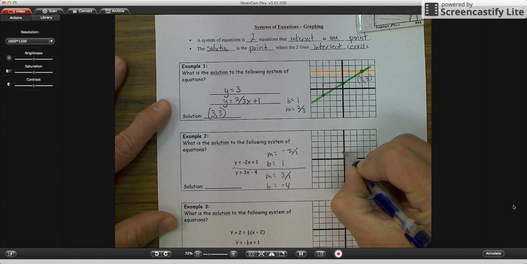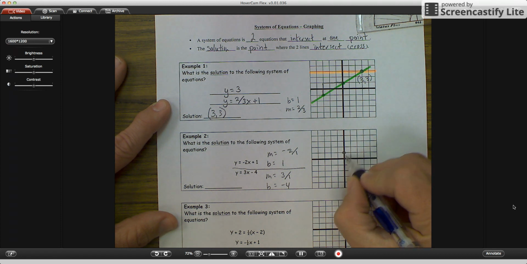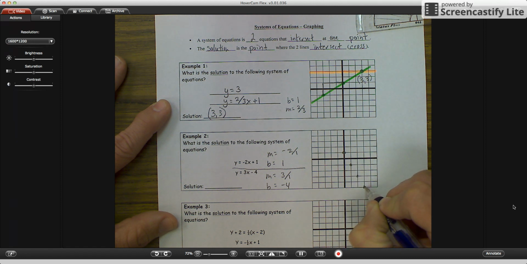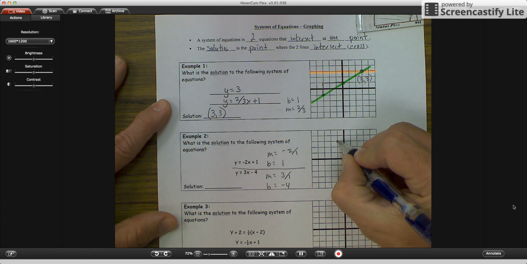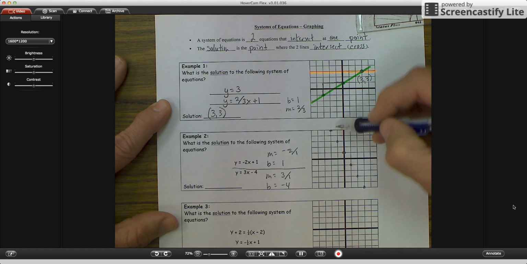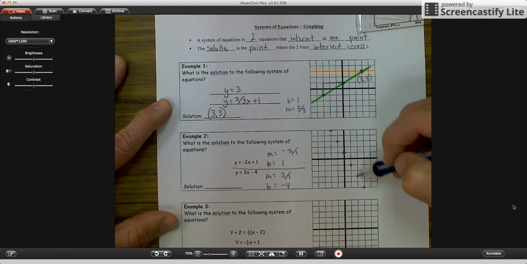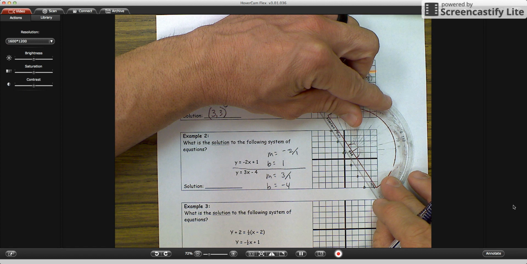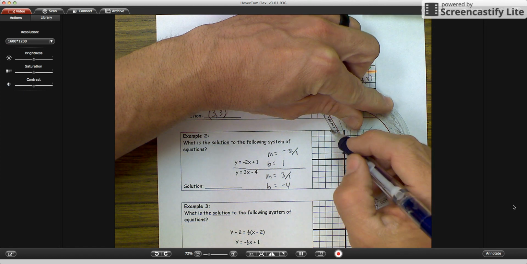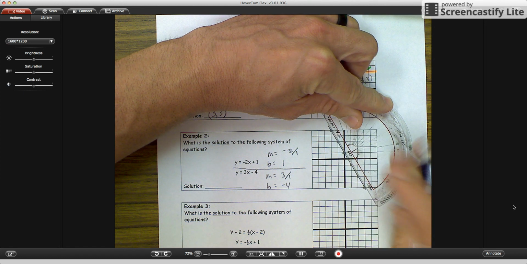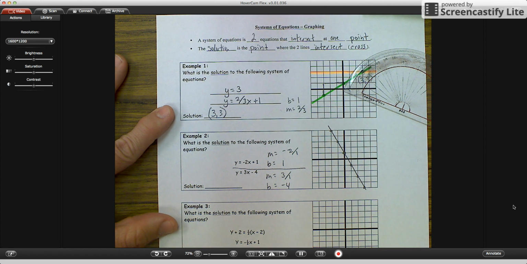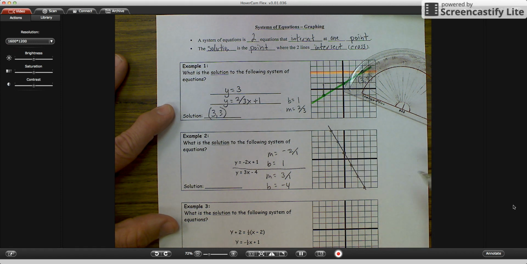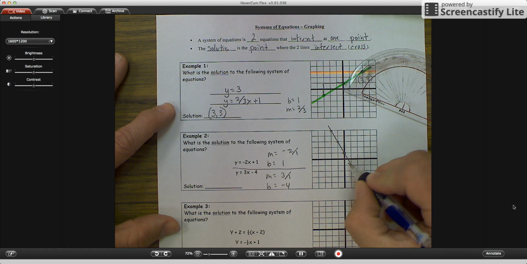We have a positive 1, and my slope of negative 2: down 2, right 1, down 2, right 1, down 2, right 1. When I graph these, I want to put every single point on this line, because I know that one of these points is going to be the solution. And then I'm going to take my straight edge, and I'm going to draw the line. Once you get the first line, the second line should be easier, because we know that one of these points is going to be the same most of the time.